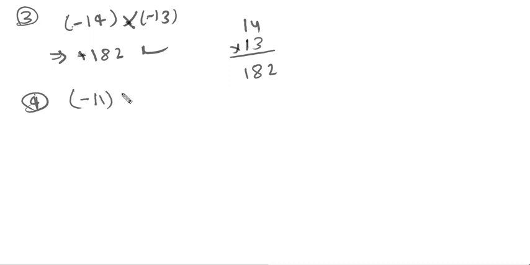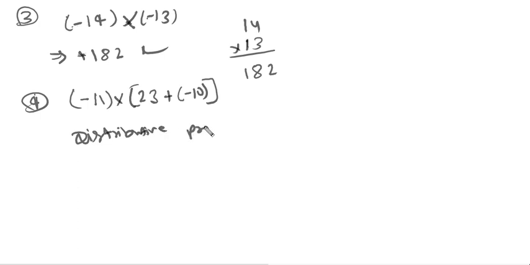Multiply minus 11 into 23 plus minus 10 by using the distributive property. The distributive property says that (A plus B) into (B plus C) in bracket will be equal to: we can multiply by first this and then second this one.